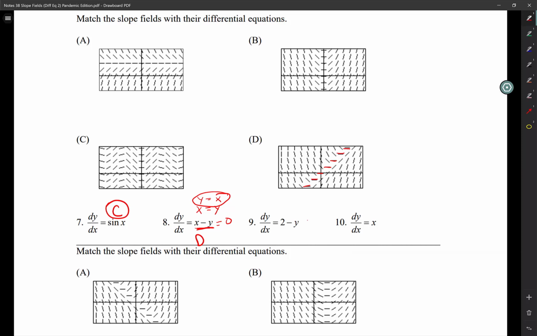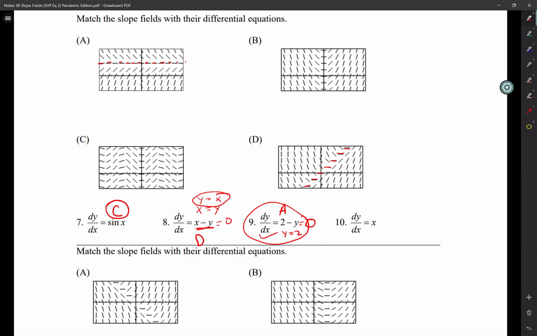Number 9. Number 9 is only affected by y. So remember my little hint, I'm going to set it equal to 0, and that only happens if y equals 2. So I'm going to look for a graph where at y equals 2, I have slopes of 0. And check it out. Boom, boom, boom. A. Everything above A is negative slopes. Yep. Everything below A is positive slopes. Yep, it works.